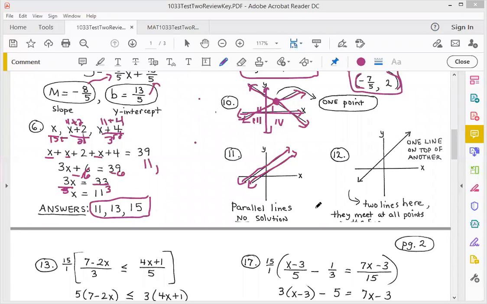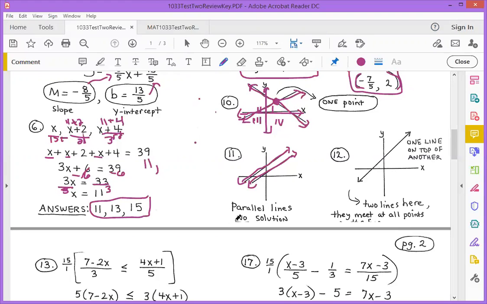Now, because you have no solution, you can also write this as parallel lines. Any graphs of parallel lines, you'll notice you have no solution.